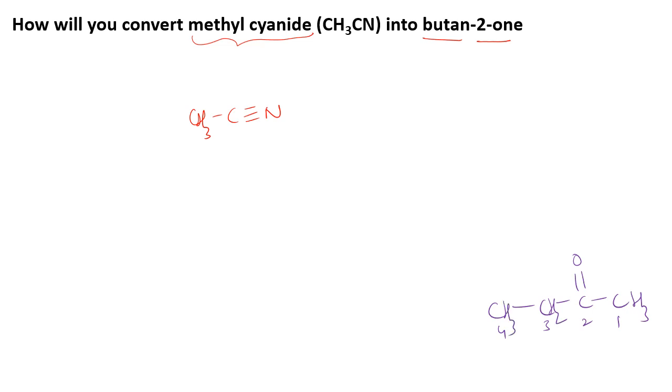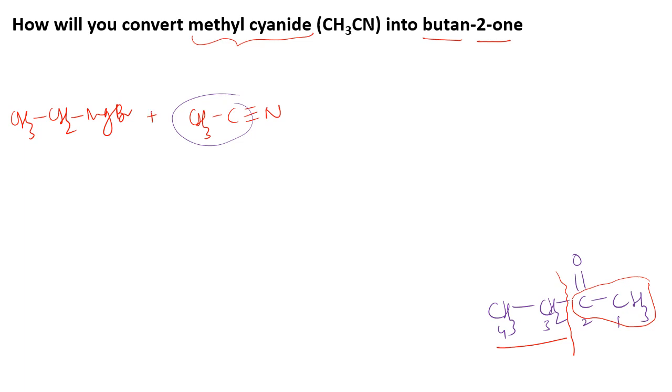Now we will try to identify the CH3C part in our product. What you can see here is that CH3 is connected to C. This part is coming from CH3CN, and I will cut the remaining part and separate it as the Grignard reagent. So I need a Grignard reagent with a CH3CH2 group: CH3CH2 bonded with MgBr, that is giving us our Grignard reagent.